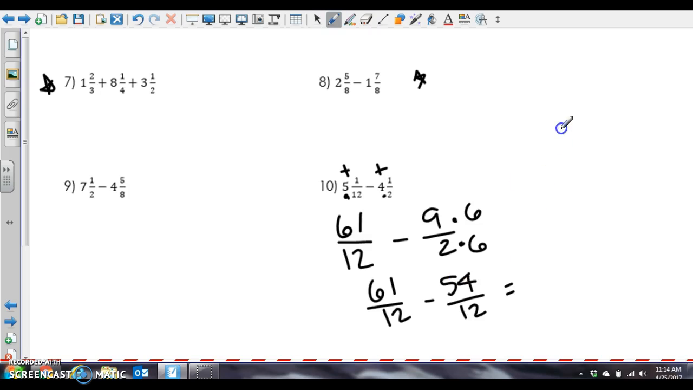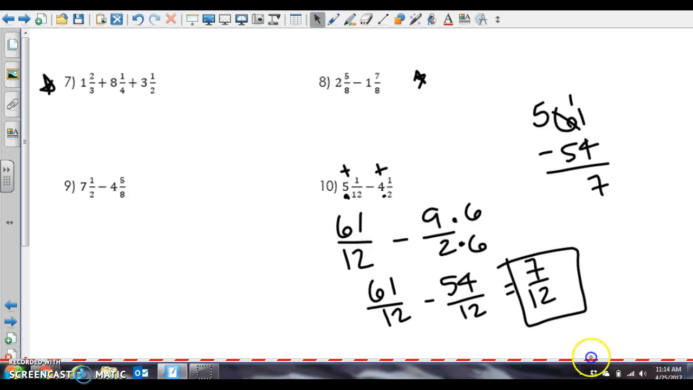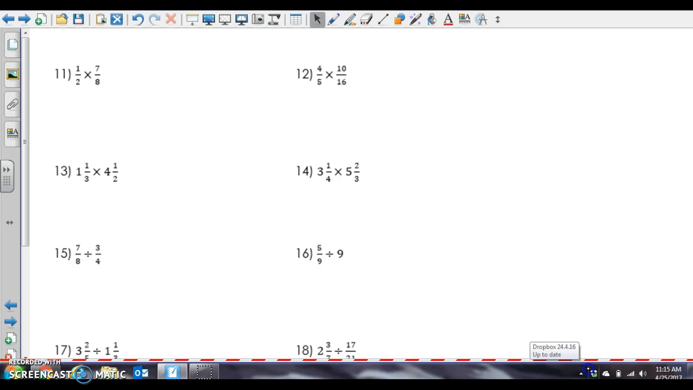And then 61 minus 54, if you're like, oh my gosh, I don't know how to do that, right off to the side. 4 can't be taken away from 1. You're going to have to borrow. So borrow 1 from the 6. That changes to a 5. That changes that to 11 minus 4, which is 7. So it's 7/12, which is a normal fraction that's already reduced. So that's your answer. Okay, so we've added and subtracted some fractions and some mixed numbers.